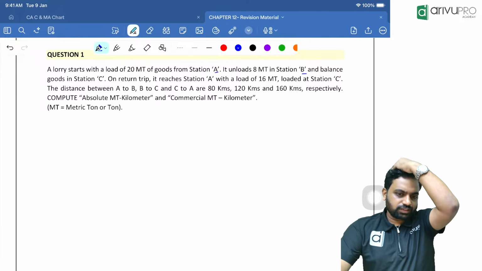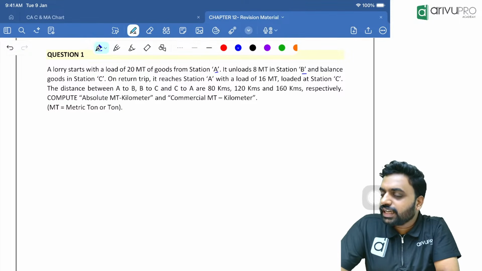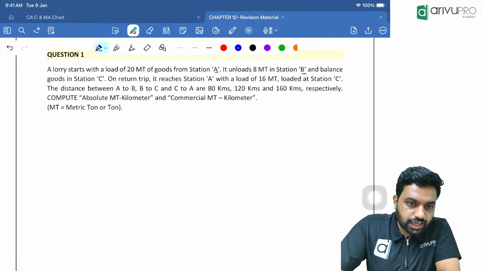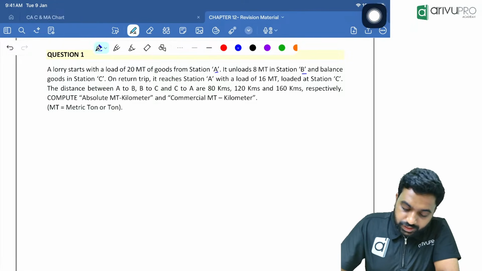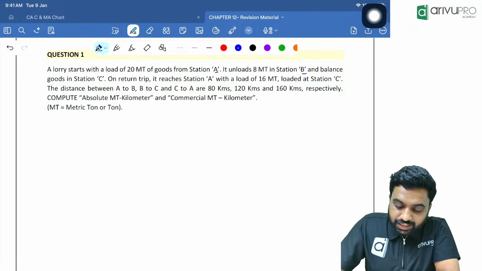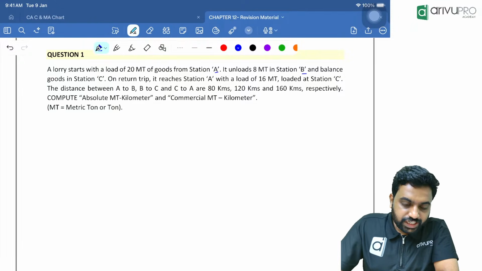1000 kilograms. 1000 kgs is equal to 1 ton. Please keep in mind. 1 quintal is equal to 100 kgs. So, from A it went to B with 20 metric ton. It unloads 8 metric ton in station B and the remaining 12 in station C.